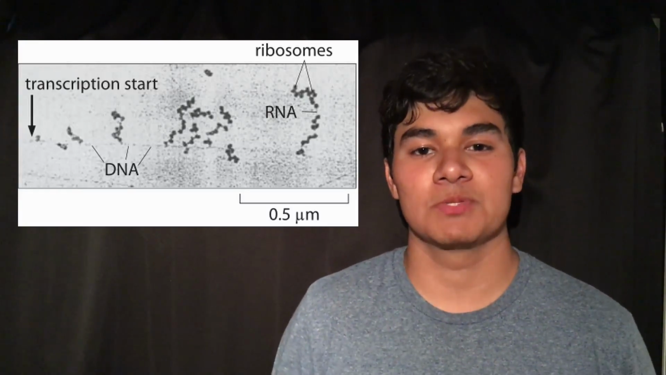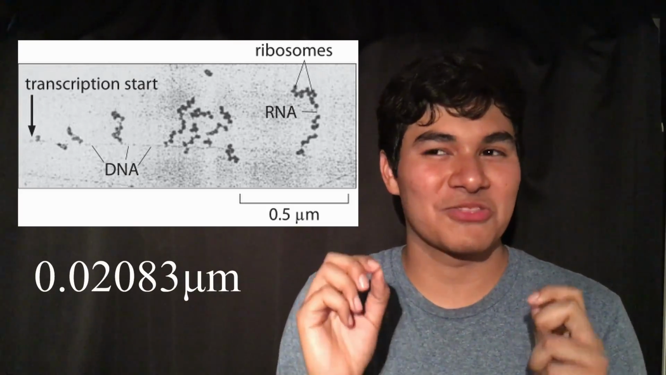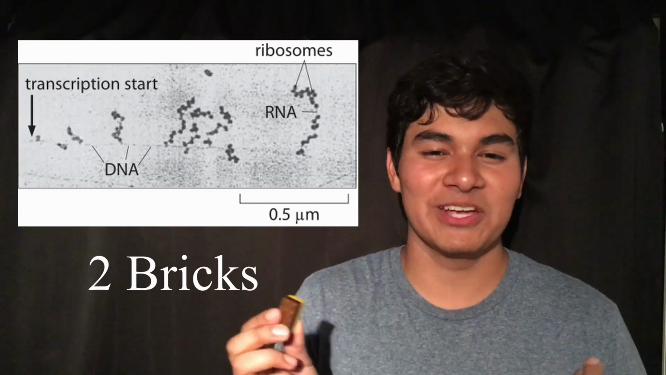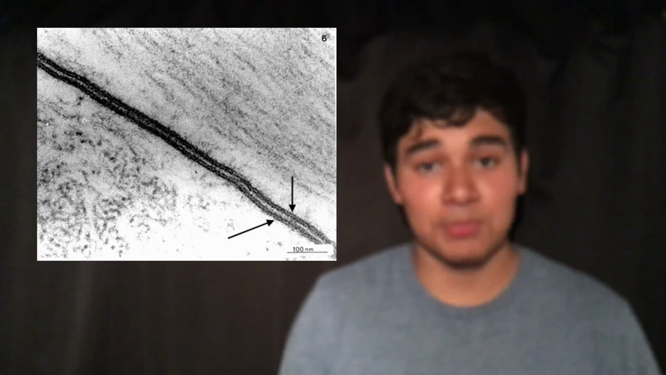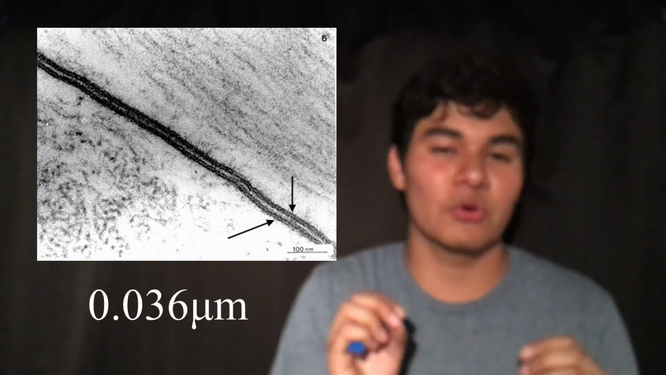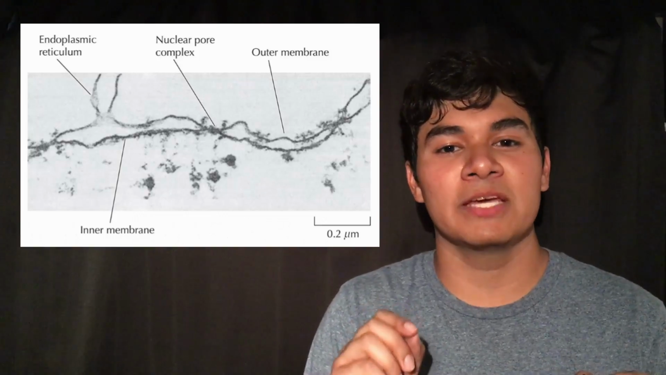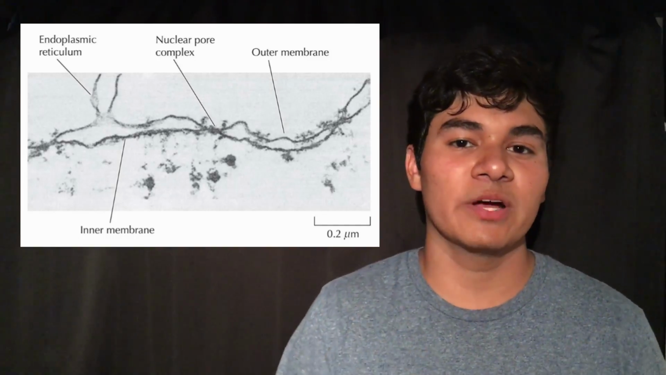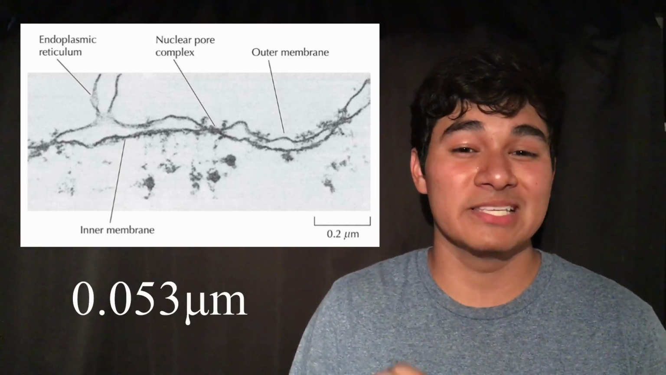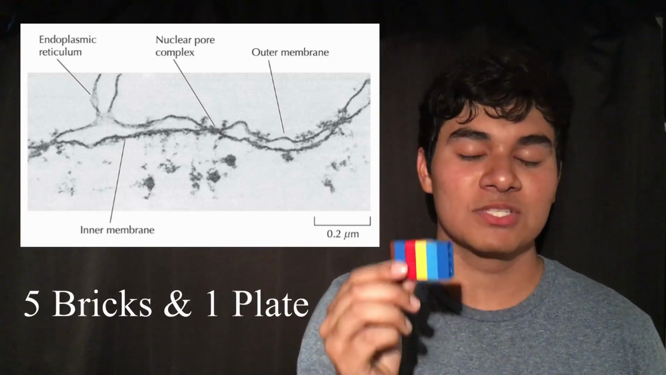We'll start with ribosomes. Ribosomes measure out to be about 0.02083 micrometers, or in easier terms, 2 Lego bricks. Next, we'll talk about what actually surrounds the cell, the plasma membrane, which measures out to be as thick as roughly 0.036 micrometers, or 3 bricks and 2 plates. Next, we'll talk about the endoplasmic reticulum, which can be found right around the nucleus. It measures out to be roughly 0.053 micrometers, or about 5 Legos and 1 plate.